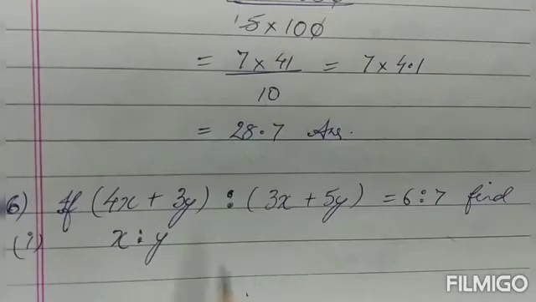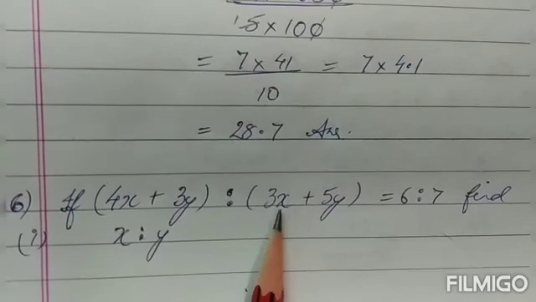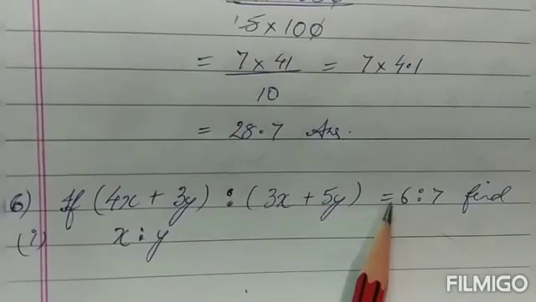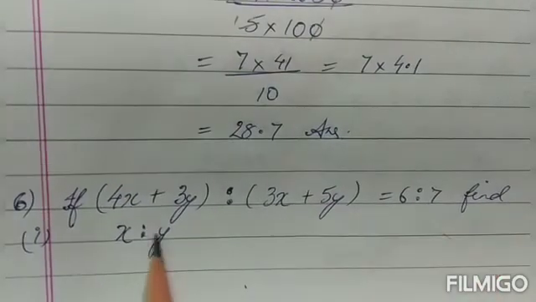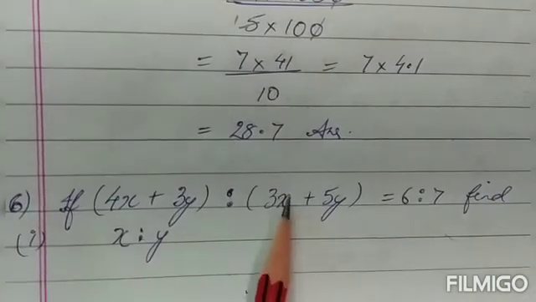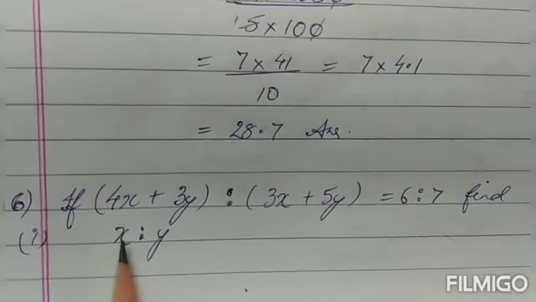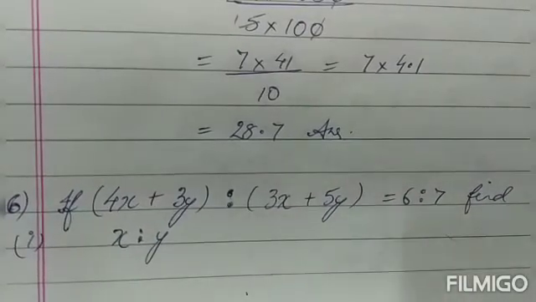Coming to the sixth question, children, if 4x plus 3y ratio 3x plus 5y is equals to 6 is to 7, find x is to y. Now this time a bigger term, the algebraic terms have been given that are equal to this ratio, and you have to calculate the value of x is to y. So how to go about it? Let's see.